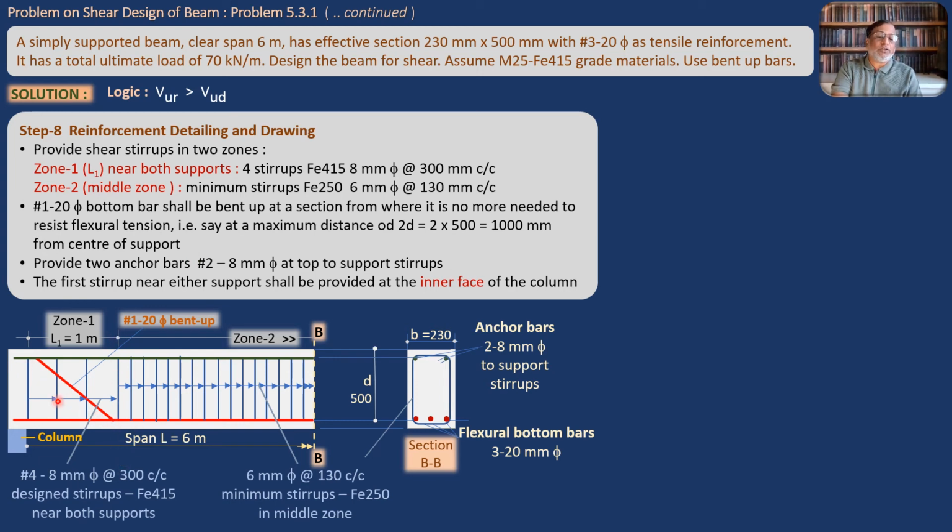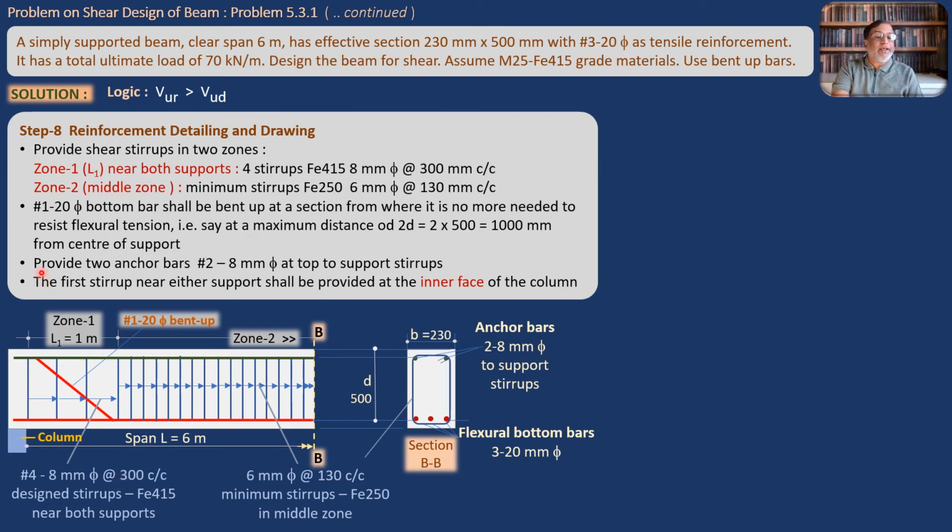Otherwise, the person on the site is illiterate. He will bend it at any point and that will create problem. We want to bend the bar where it is no more required for resisting the flexural tension. So we have to bend it at a distance 2d in this case. If you are bending one bar out of 3, that bar is to be bent at 2d from the center of the support. So this distance at which it is bent, it is supposed to be 2d from the face of support. That is the second point of conclusion of design.